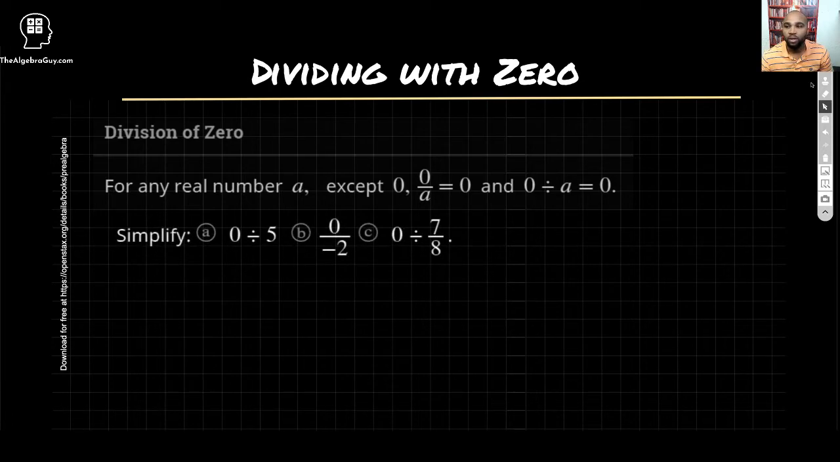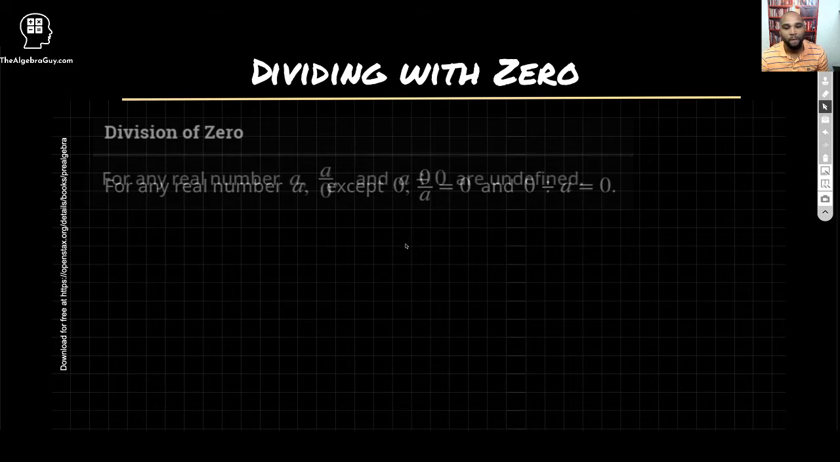So 0 divided by 5 is 0. 0 divided by 7/8 is 0. No matter what you put there, if I put 0 divided by x squared minus 2, as long as, okay, I'm kind of getting ahead of myself because the denominator can't equal 0. That gets us into a different problem, which we're about to get into now.